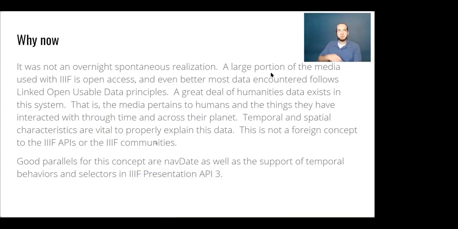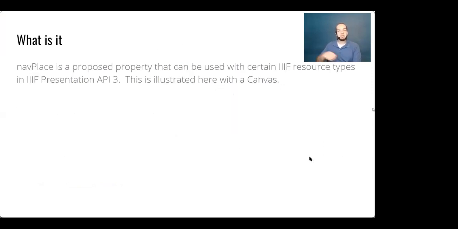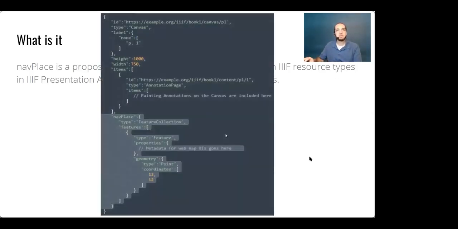So let's get into it. What is NavPlace? Simply put, NavPlace is a property that can be used with certain IIIF resource types in Presentation API 3. I'll illustrate that here with an example of a canvas. So here you see your canvas. Just like it has type or label or height or width, it also now has NavPlace on it.